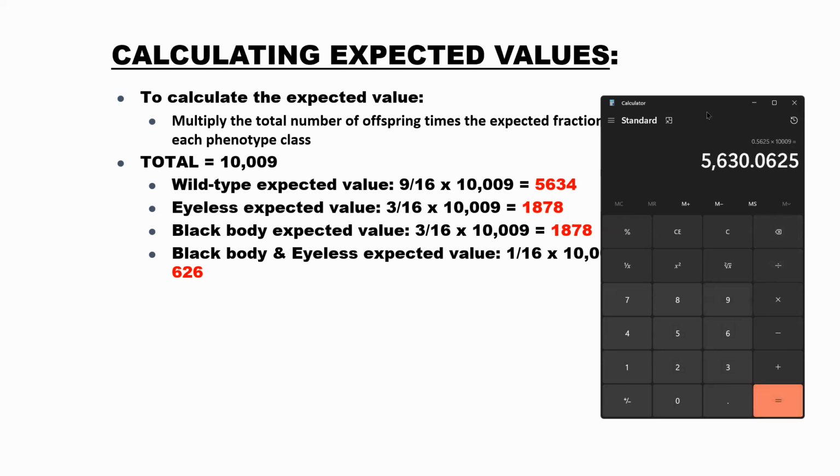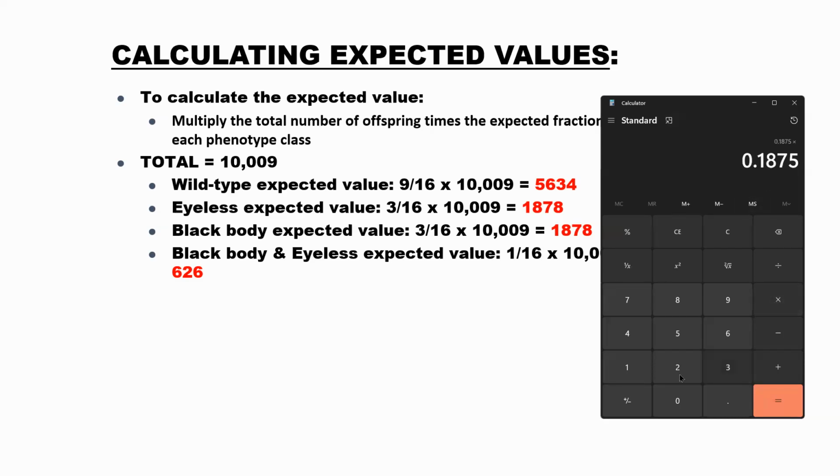And I get here 5,630. How do I get 5,634? I have no idea. But let's work with what they have. And the 3 divided by 16, they must be rounding off somewhere. They probably round that off to 19.